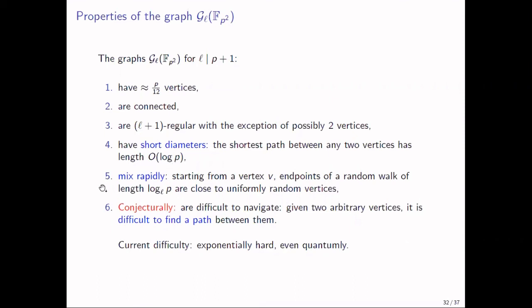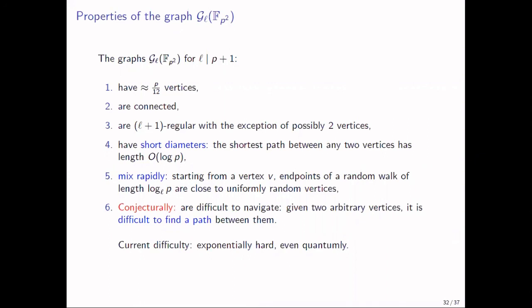And you can also prove that these graphs mix rapidly, which is the following. I choose a vertex, and I take a random walk. And this random walk gives me some endpoint, and I can look at this distribution of these endpoints. And provided that I take a random walk of fairly short length, just about log p, the distribution of the endpoint vertices is very close to the uniform distribution. So I can just sample randomly from the graph just by taking random walks.